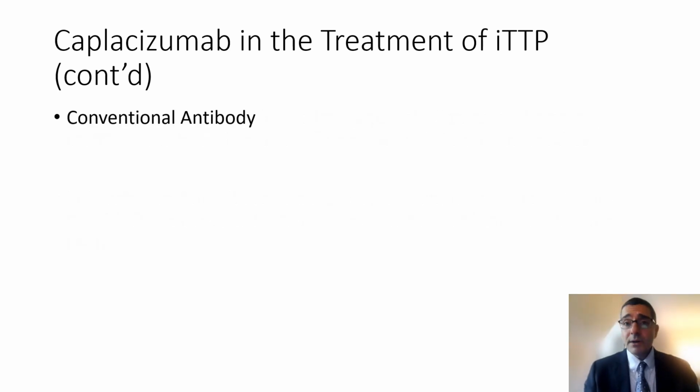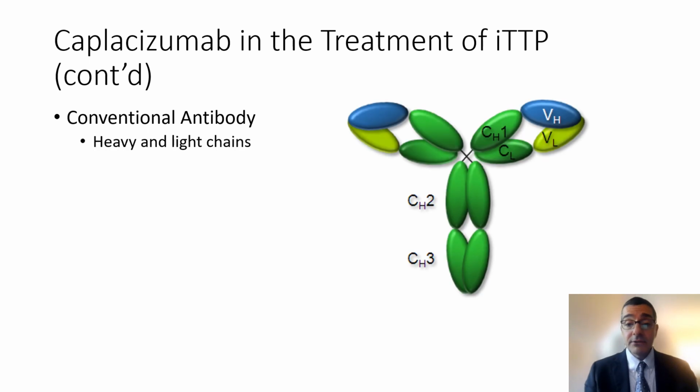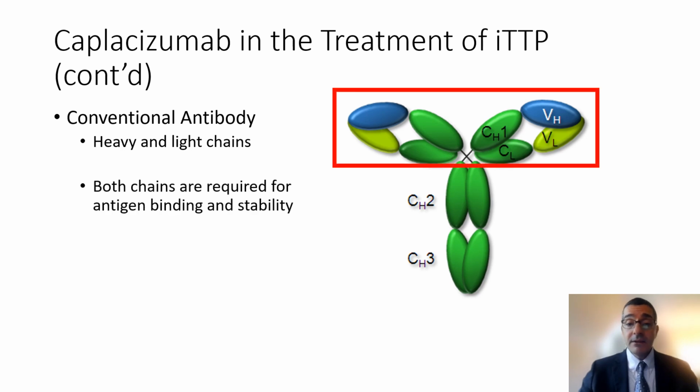So here's what our normal antibody looks like. There's this part down here. This stem is what's called the constant region. And up here is this variable, this VH and VL are variable heavy and variable light chains. And this is the business end of an antibody. This is what the antibody binds to. And we need both parts of this, a heavy and a light chain, in order to bind to its target. And it's a rather big molecule, 150 kilodaltons.